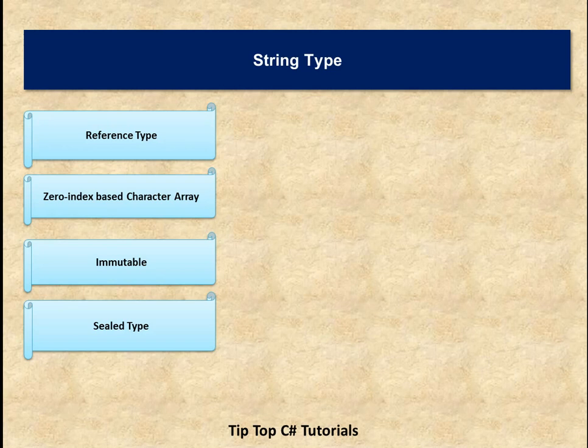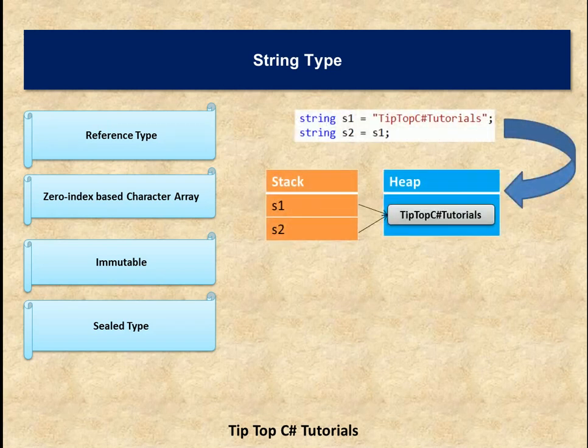Let's take a few code snippets and look at the internals. When you define a string s1 equal to "Tip Top C# tutorials", and you declare another string variable and assign the first string variable to it, it does not create a new instance, because it's already initialized and memory is allocated and the content placed there. It will point to the same memory location.